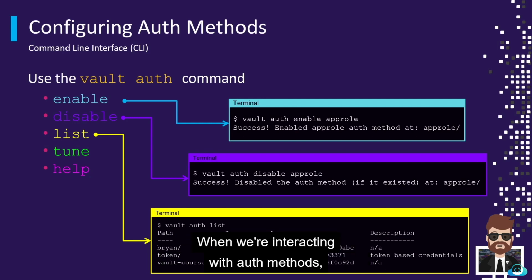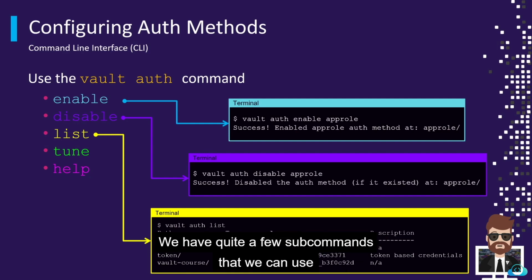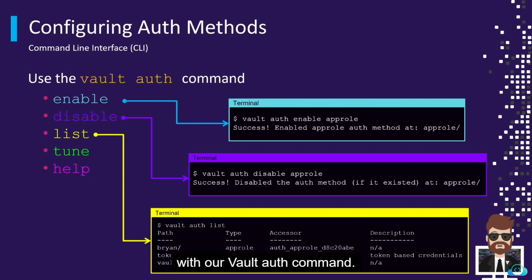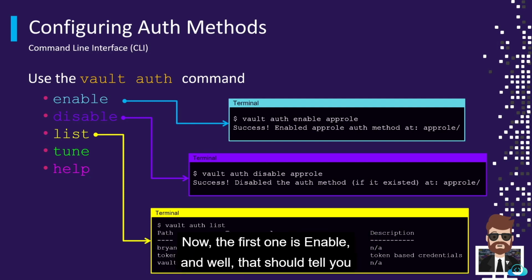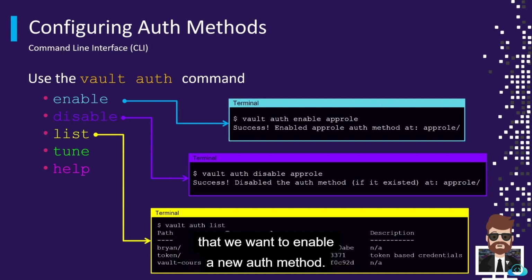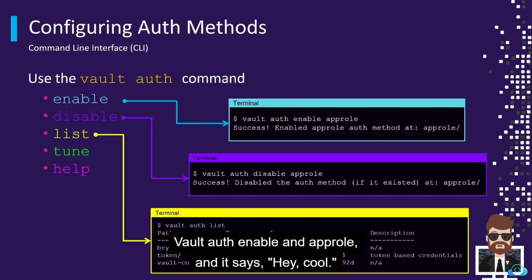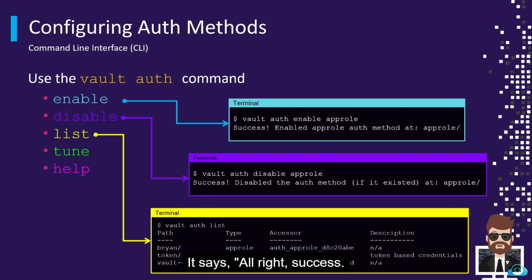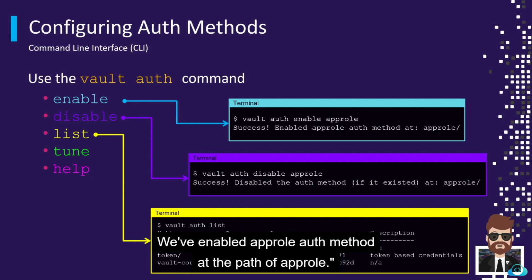So when we're interacting with auth methods, we're going to use the vault auth command. And we have quite a few subcommands that we can use with our vault auth command. Now, the first one is enable, and that should tell you that we want to enable a new auth method. So the example over here, as we saw before, is vault auth enable approle. And it says, all right, success. We've enabled approle auth method at the path of approle.